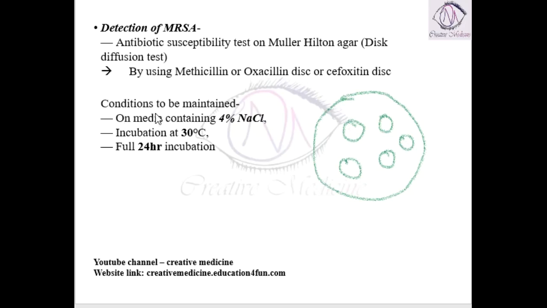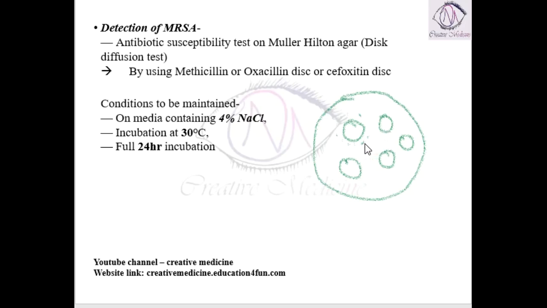After that, you will have to use media with 4% sodium chloride, and you should incubate it at 30 degrees Celsius. A full 24-hour incubation is done under these conditions, and you have to maintain these conditions and then wait for the growth of the organism. Based on this, different antibiotic susceptibility patterns are seen.